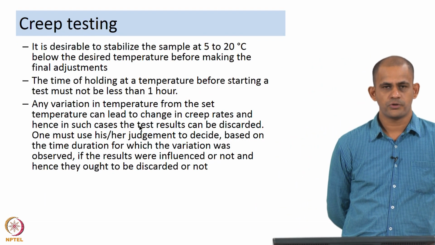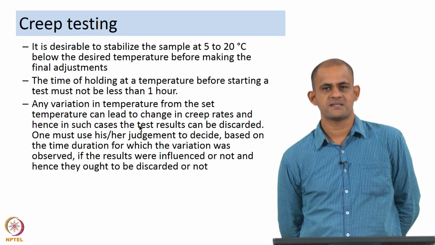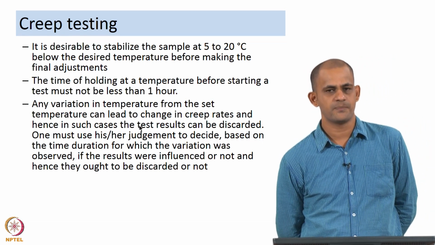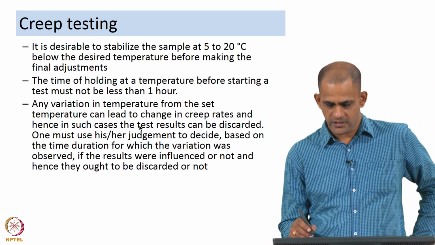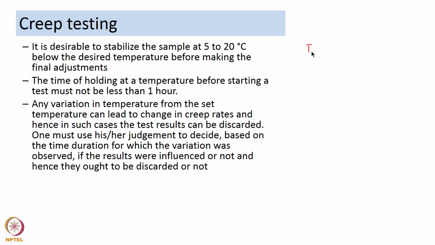Also, when you are going to do your creep test, it is desirable to stabilize the sample at 5 to 20 degree centigrade below the desired temperature before making the final adjustment. So, what I am trying to say here is, if your test temperature is 900 degree centigrade, then first you should stabilize your sample at maybe 880 to 895 degree centigrade. So, you can stabilize your sample in this temperature range and then make your final adjustments, so that the sample temperature reaches 900 degree centigrade.